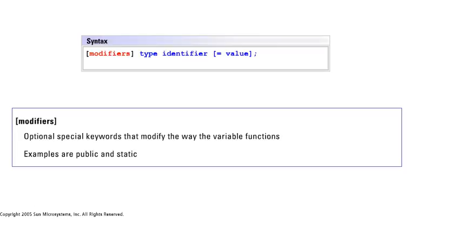The next thing that is always required is the identifier. That is the name that you are going to assign to the variable. We'll learn more about the naming rules and naming conventions in just a little bit. Lastly, we have an optional initial value that you can assign to the variable by using the assignment operator. This value must match the type of data that you have specified that the variable will hold.